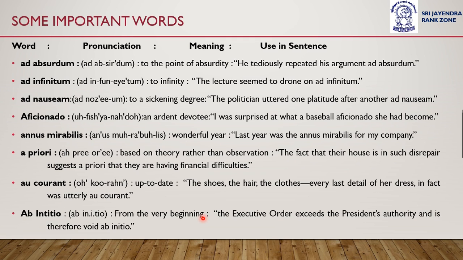So I hope these meanings are clear to you. The first word is ad absurdum, which means to the point of absurdity. Next is ad infinitum, which means to infinity. Next is ad nauseam, which means to a sickening degree. Aficionado means an ardent devotee. Annus mirabilis means wonderful year. A priori means based on theory rather than observation.